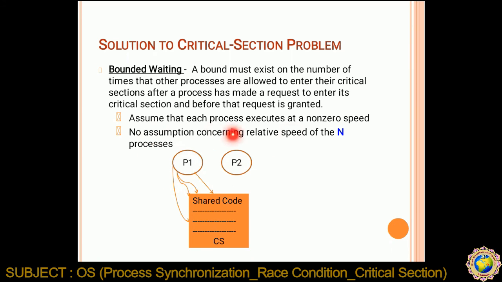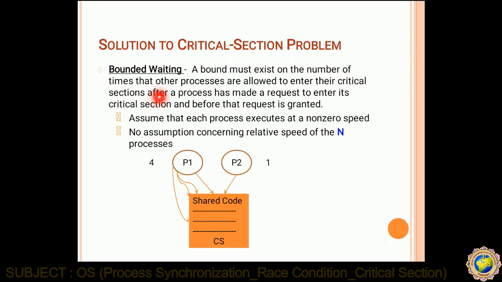That's why we have to bound it. If suppose P1 executes 4 times, but at least once P2 executes, then this situation is called bounded waiting. We have to assume that each process executes at a non-zero speed, and no assumption concerning the relative speed of the n processes. So a bound must exist on the number of times that other processes are allowed to enter the critical section after a process has made a request to enter its critical section and before that request is granted.